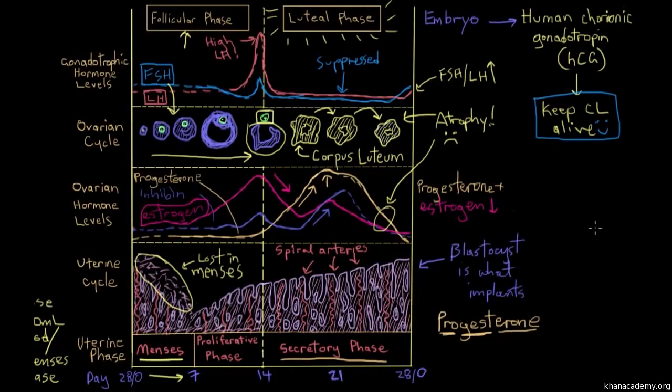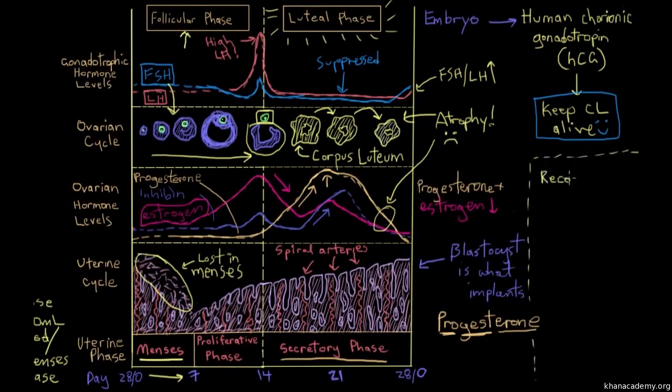Third, the corpus luteum being rescued or kept alive means that its continued hormone release maintains that endometrial lining. So, the lining isn't lost in menstruation. It's kept in order to support the pregnancy.